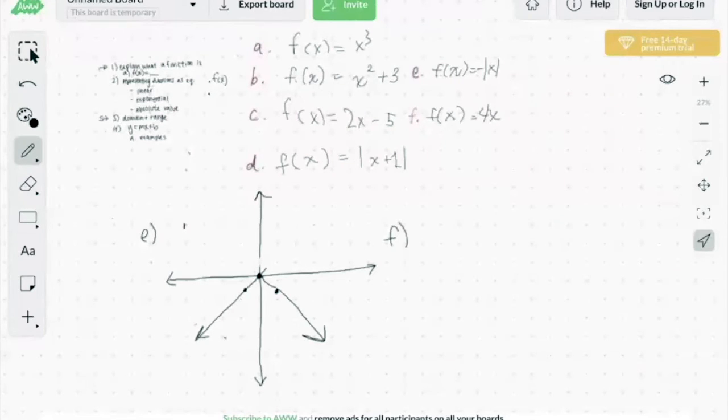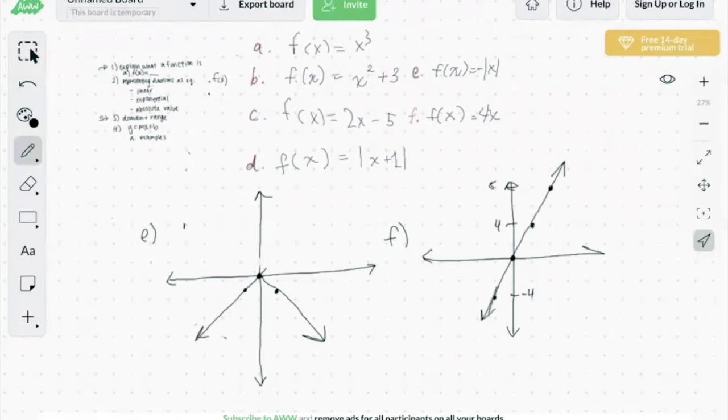And for f, looking at the equation f of x equals 4 times x, we know already that this is a linear function because the power of x is 1, not anything greater or less. So if x were 0, then we would get 0. If x was 1, we would get 4. Just going to drop it here. If x is 2, then we get 8. And x is -1, we would get -4. And if we connect all the dots, we would get a straight diagonal line.